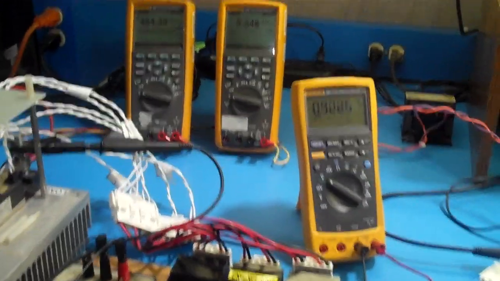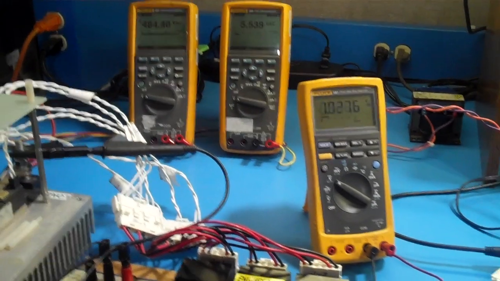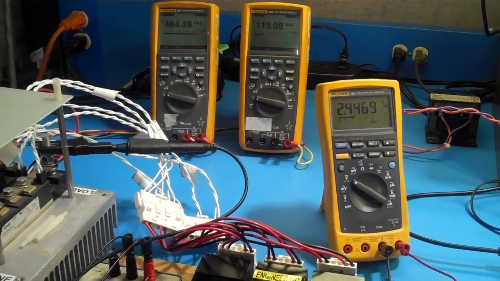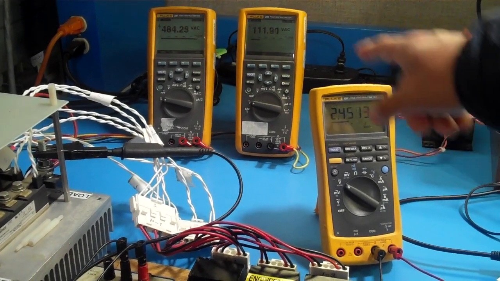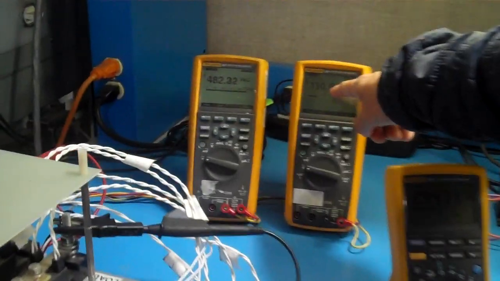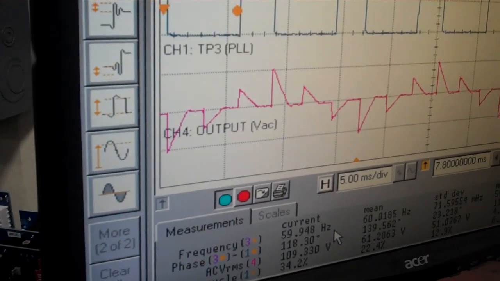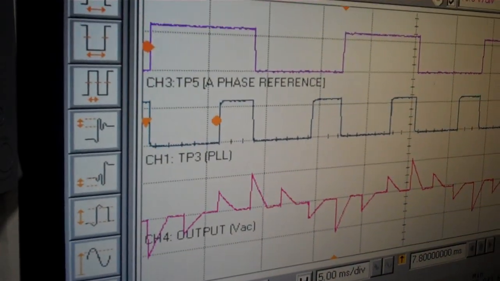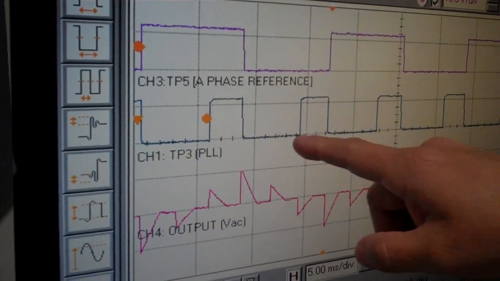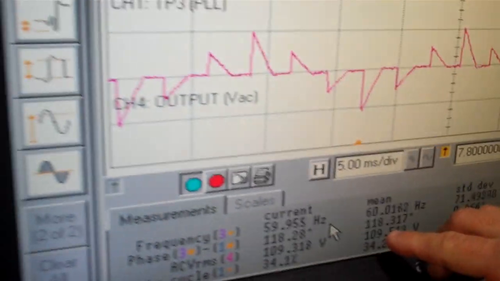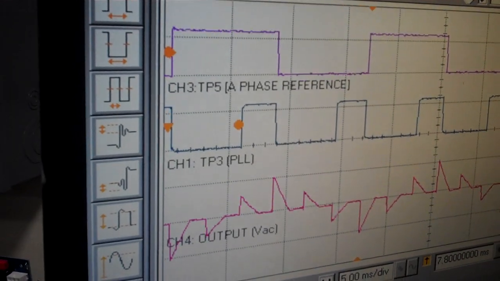So we see it, and you can probably stop by around 2.5 volts. That's good right there. 2.45 volts. The output is 110 volts AC. We're starting to see our lamp load glow. We got here our output, and we notice now that the duty cycle of test point 3 is 34.2%, which is equivalent to 118 degrees.